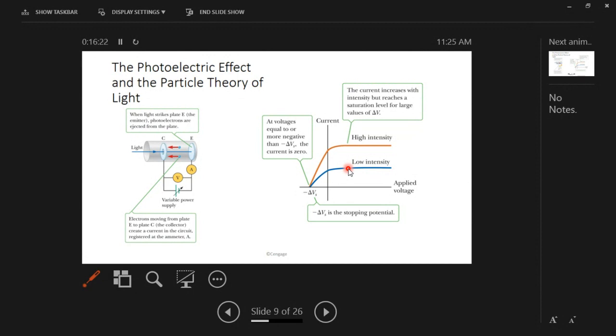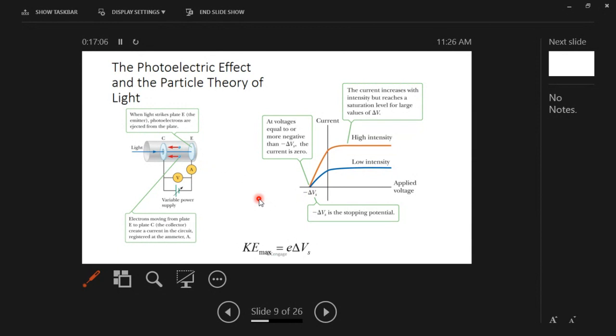But at the same time, experiments showed that the stopping potential, which is related to the maximum kinetic energy of the photoelectrons through this equation, doesn't depend on the intensity. It doesn't matter how much intensity you use for the light, the stopping potential, as well as the maximum kinetic energy that the photoelectrons have after they are ejected, doesn't depend on the intensity. It just depends on the frequency, as I mentioned in the previous slide.